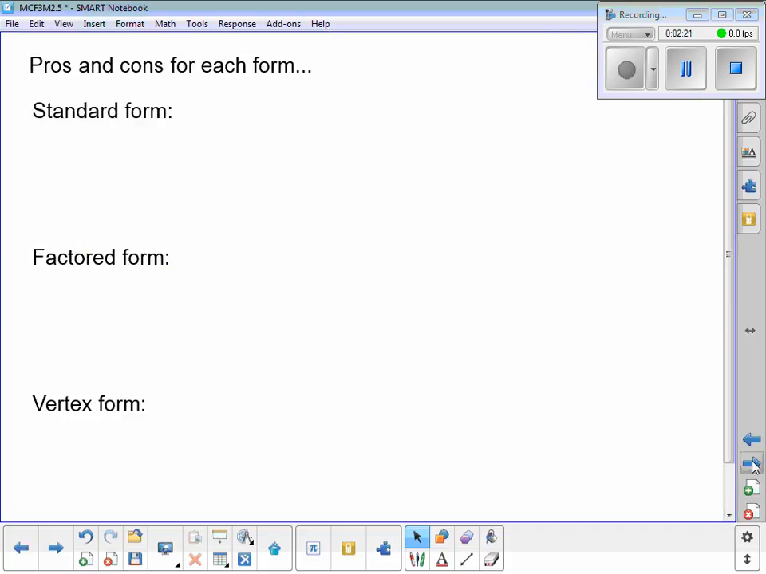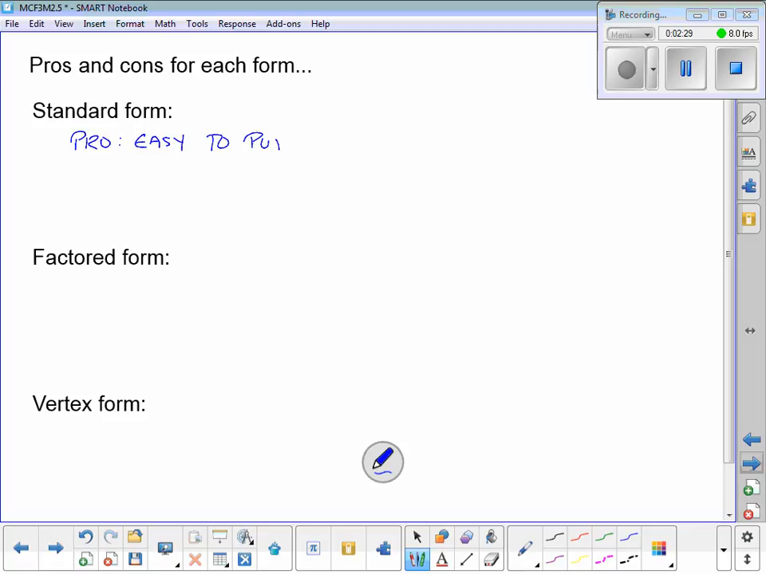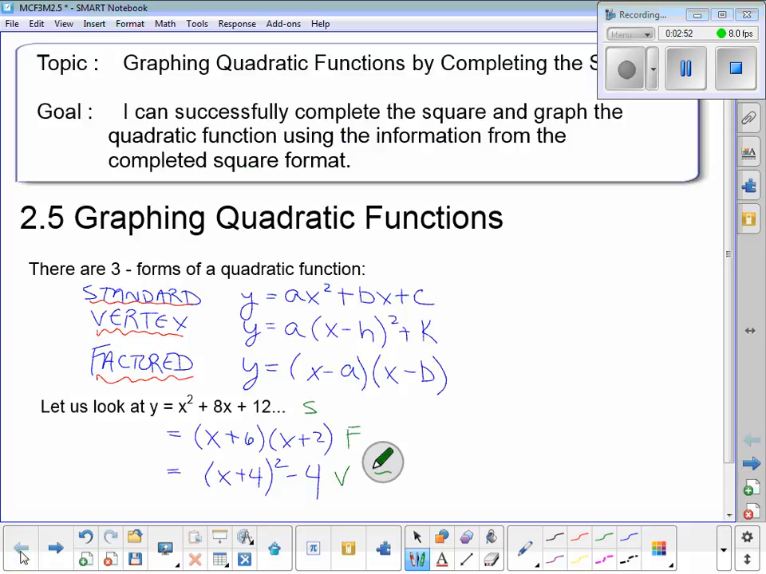So pros and cons for standard form. Pro: easy to put into technology. It enters into a lot of the graphing software with little difficulty. Easy to find the y-intercept, because that's always your c value. Your c value is always your y-intercept, so you can just take a look at the function and know right away what the y-intercept is.